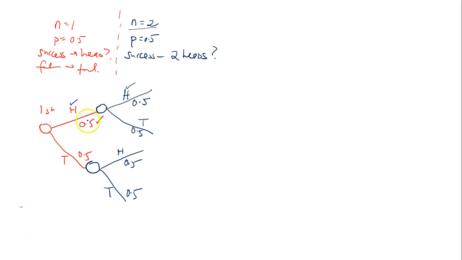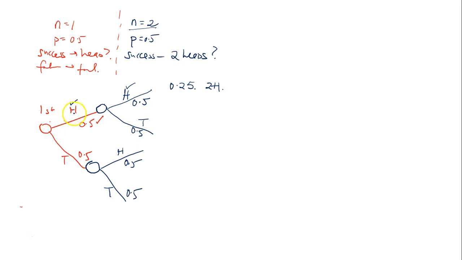So the success of two heads, and with these tree diagrams, what we do, and we'll see why it makes sense in a second, is to say the probability of getting two heads must be 0.5 times 0.5, which is 0.25.